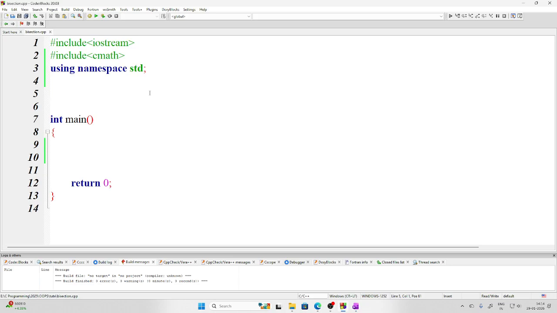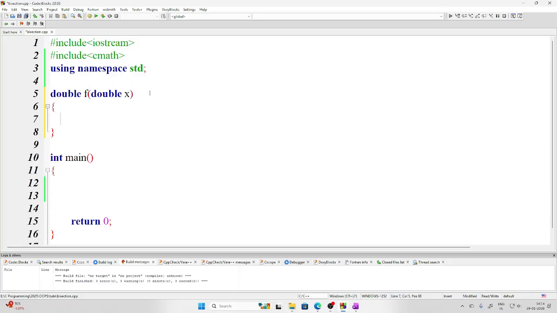Okay. Now first we should have one function. So let us say this is the function, and it is x square minus, I think it is 5x plus 4. Yes, x square minus 5x plus 4 is the function. Now inside the main, what I should have is the bracket. Okay, double a, and it is -2, and b, it is 2.